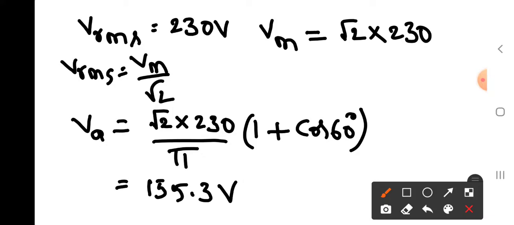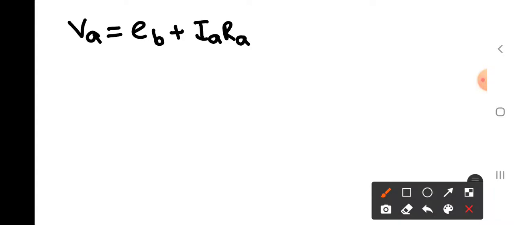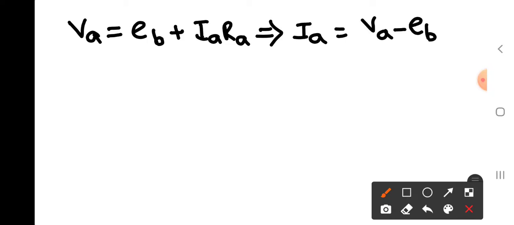Again, I am going to the previous equation, that is VA is equal to EB plus IARA. From that equation, I can find the value of IA. All these values are at 600 rpm. This means from this equation, IA is equal to VA minus EB by RA.